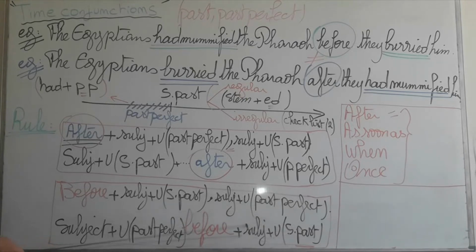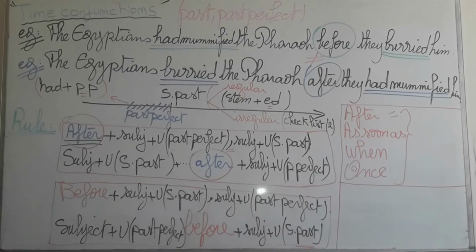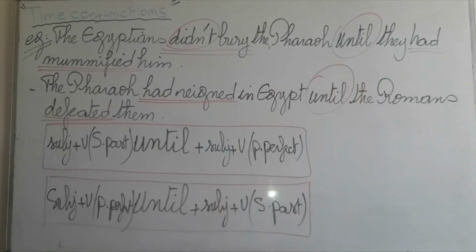Now, God willing, we will see until together and understand it. So let's continue with our time conjunctions. We have seen together before, which has no synonym. I'm sorry, I'm talking about after. It has the same function as as soon as, when, and once. But before stands alone, so it takes simple past and then past perfect.